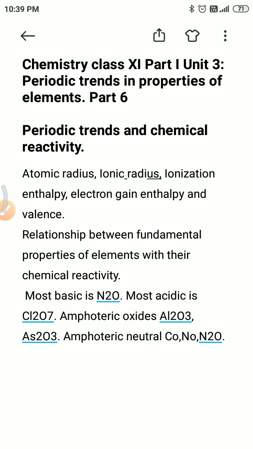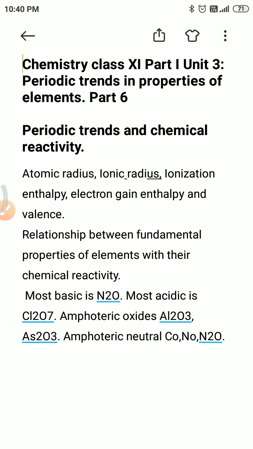The chemical reactivity of an element can be best shown by its reaction with oxygen and halogens. Here we shall consider the reaction of elements with oxygen only. Elements on the two extremes of a period easily combine with oxygen to form oxides.